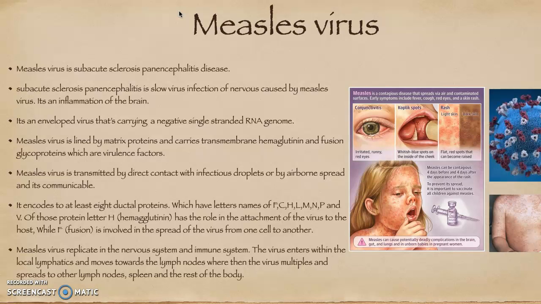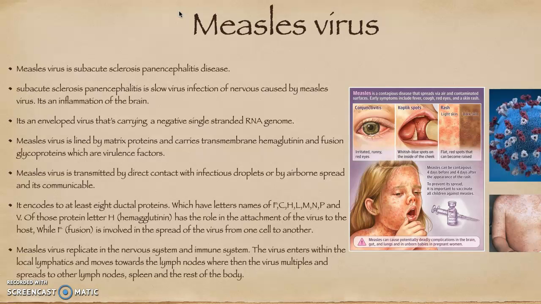It can encode at least 8 structural proteins, which have letter names of F, C, H, L, M, N, P, and V. Some of the letters have many different roles, but letter H has a role in the attachment of the virus to the host, and letter F is involved in the spread of the virus from one cell to another. Measles virus replicates in the nervous system and immune system.